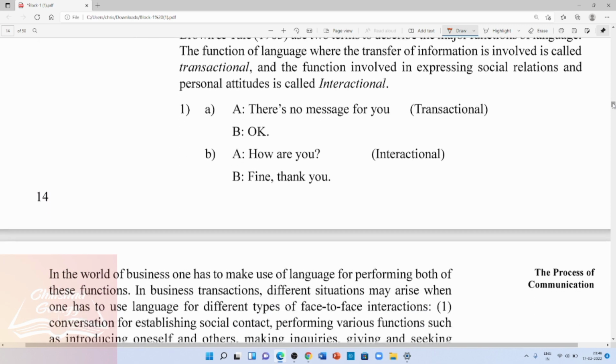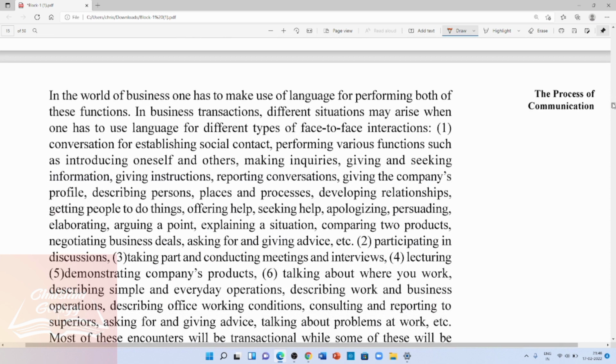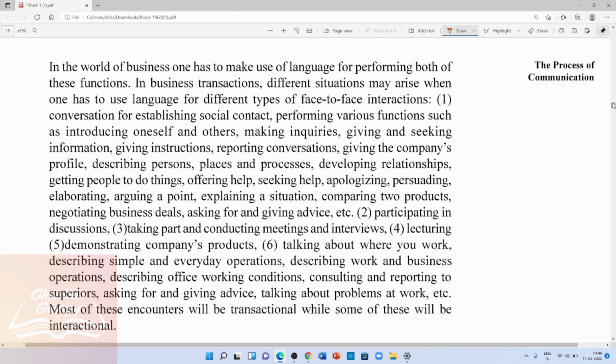In the world of business, one has to make use of language for performing both these functions. In business transactions, different situations may arise when one has to use language for different types of face-to-face interactions. That could be conversation for establishing social contact, performing various functions such as introducing oneself and others, participating in discussions, taking part in conducting meetings and interviews, lecturing, demonstrating company's products, talking about where you work, describing simple and everyday operations, describing work, business operations, etc. Most of these encounters will be transactional, while some of these will be interactional in nature.